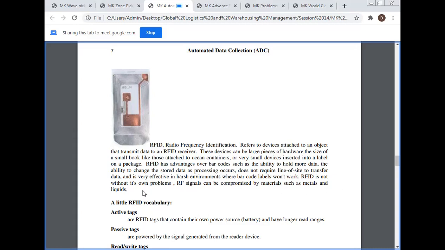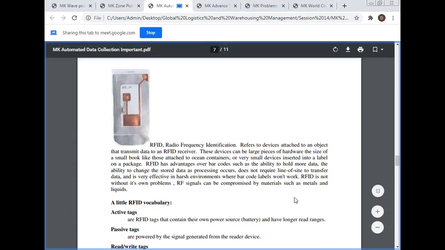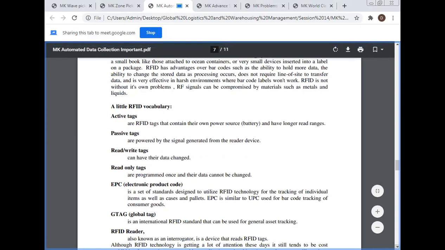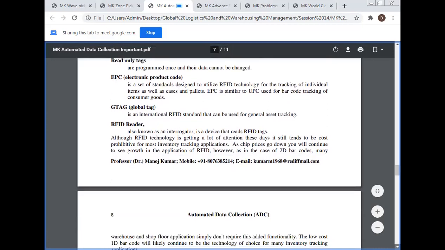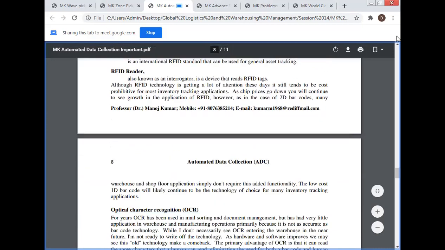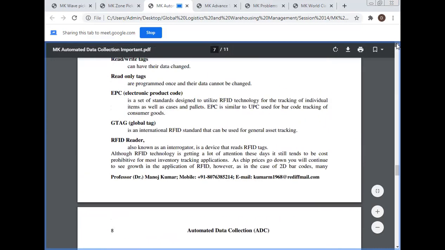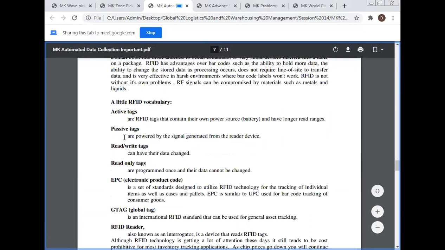RFID is not without its problems. There is a lot of RFID vocabulary: active tags, passive tags, read-write tags, read-only tags, electronic product code, GTAG, and RFID reader. These are the RFID technology and equipment for automatic data collection.